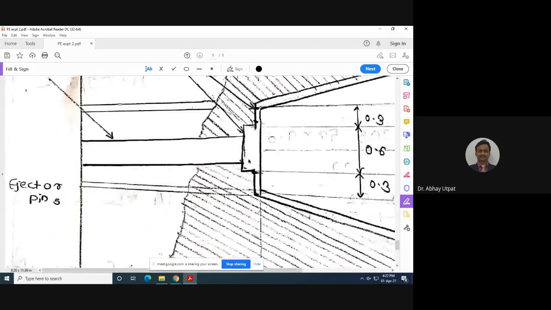See this. This is the runner where I am moving my cursor. This is gate 1. This is gate 2. Length of runner is equal to 0.6. Then length of gate is equal to 0.3, length of gate equal to 0.3. Then this may be width of runner, width of gate. And this is your sprue. This is the length of sprue.